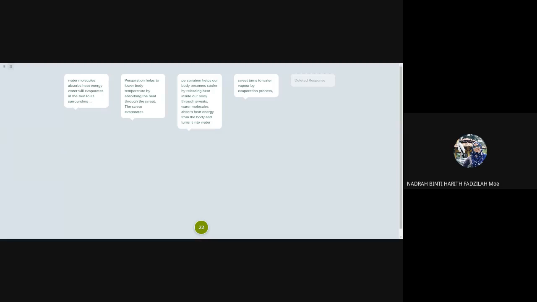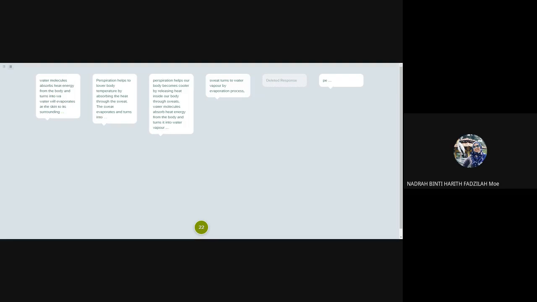Okay, tolong tambah kat situ. Water molecules absorb heat energy from the body and turns into water vapor. Tambah sikit. Turns into water vapor. Tak habis tu ayat tu. Turns into water vapor. Okay. So, macam kamu tulis kat sini, perspiration helps to lower body temperature. Instead of kamu tulis perspiration helps to lower body temperature. Okay, sebab kamu dah tulis kat bawah tu the body becomes cooler, boleh lah. Boleh. Teruskan.